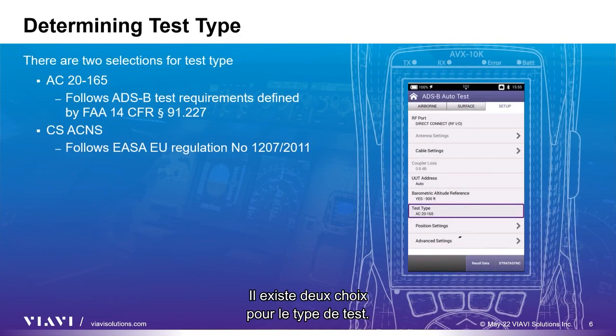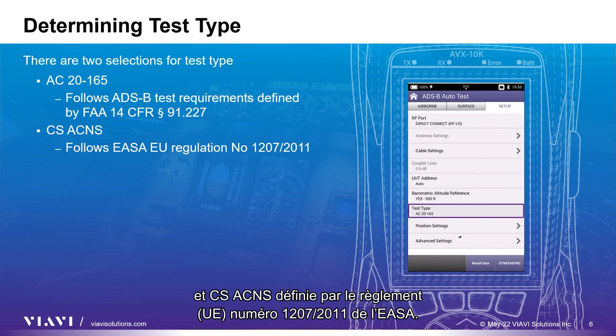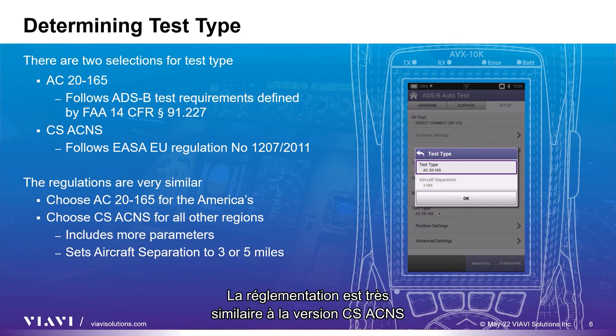There are two selections for test type. AC20-165 is the ADSB test requirement defined by the FAA's 14 CFR 91.227. And CSACNS is defined by EASA, EU Regulation Number 1207/2011. The regulations are very similar, with the CSACNS version requiring a few additional ADSB out parameters. Choose AC20-165 for the Americas. All other locations use the EASA CSACNS test requirements with desired aircraft separation of 3 or 5 nautical miles.